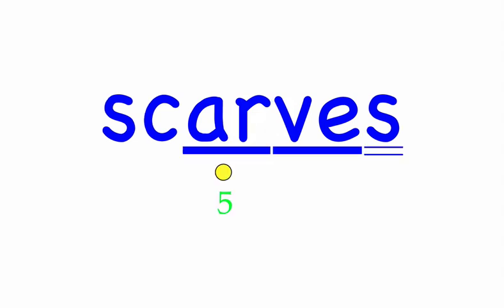Scarf. The plural is scarves. Scarves. She owned many scarves. 5 sounds. S, K, R, V, Z. Scarves. Here we have a root word ending in the letter F. We change the F to V and add ES. Mark the word. Scarves. And our last word is wolf.